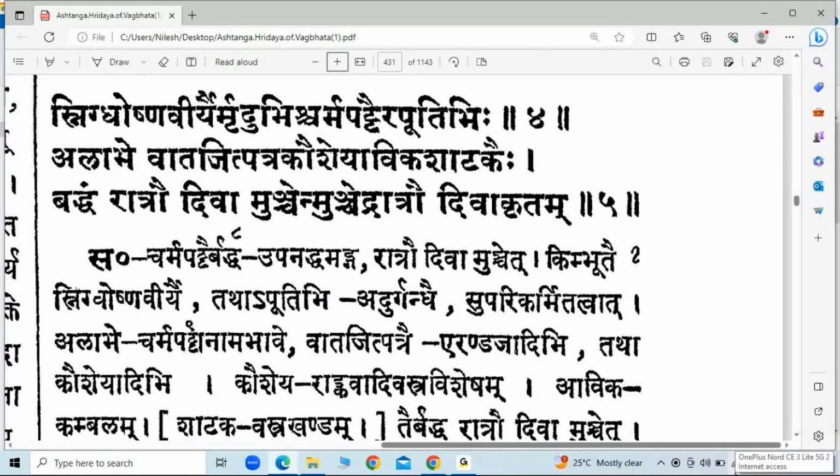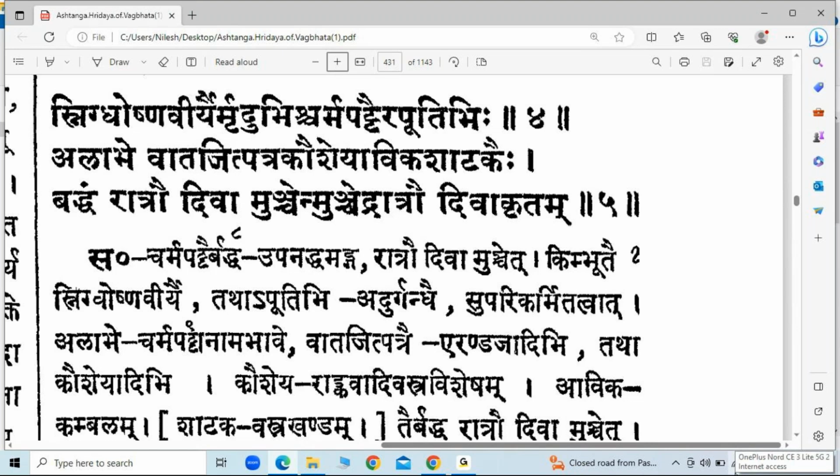Then baddham ratrau divamunjed, ratrau baddham divamunjed, bandaged at night, you may release, untie or remove it the next day morning, or munjed ratrau divakritam, or you may tie in the morning and remove it in the night. Divakritam, something which is done in the diva, day, diva swapnam. So divakritam ratrau munjed. So this is how it is explained.